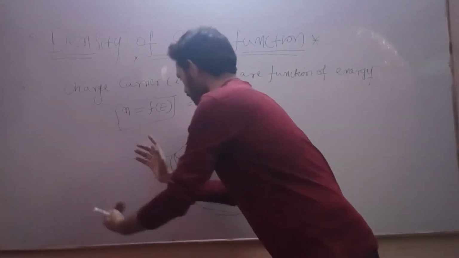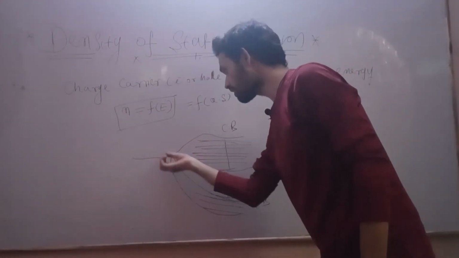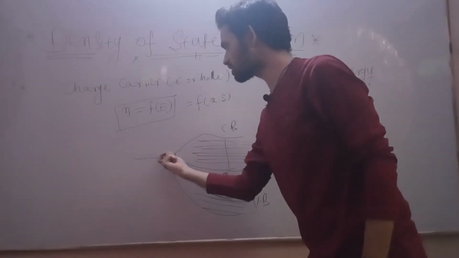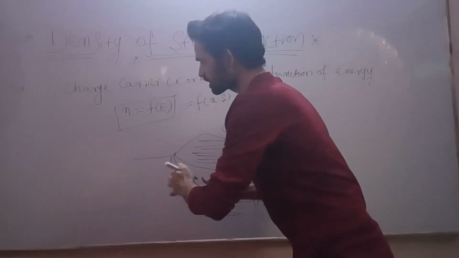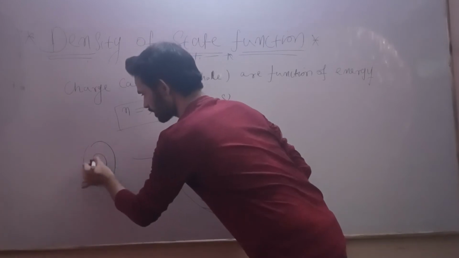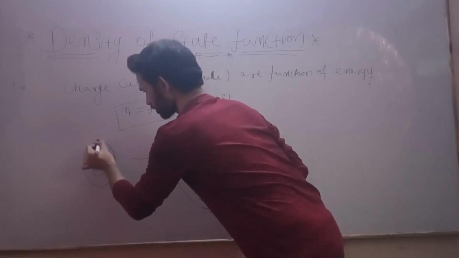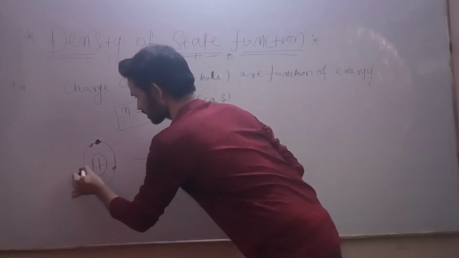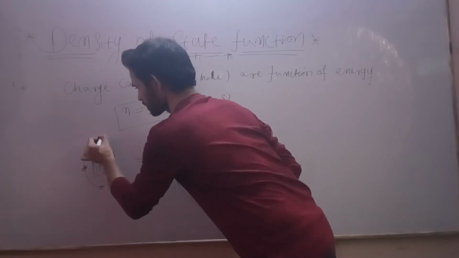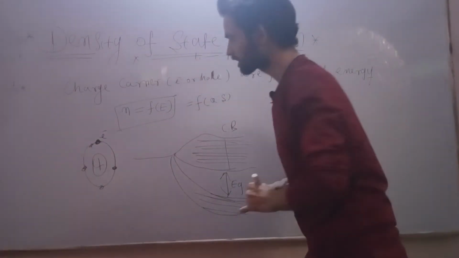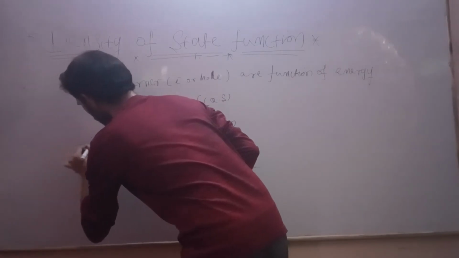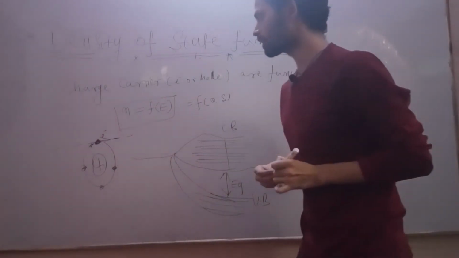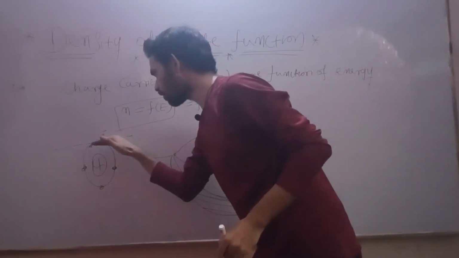During the formation of crystal, the discrete energy level, that is what? This is my atom. In the outermost shell of this atom, what is there? There is an electron. This electron has its own energy, on an energy level.